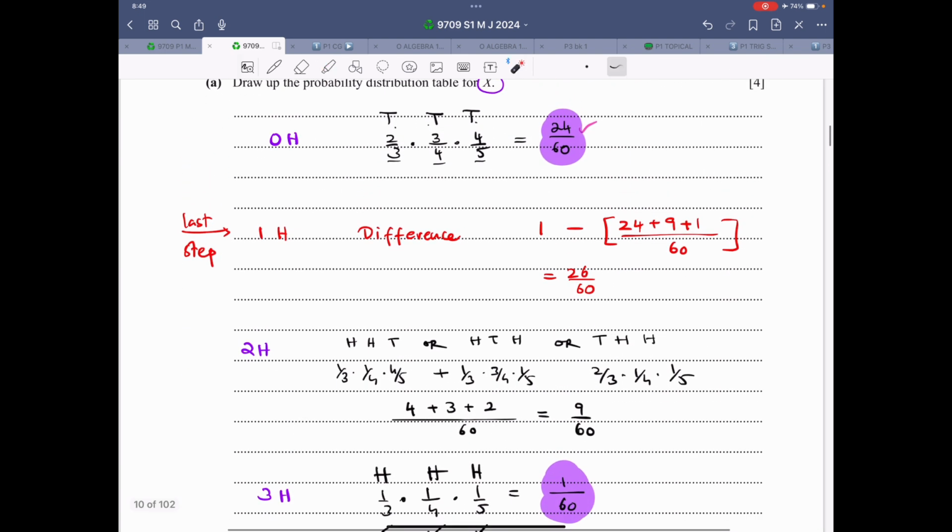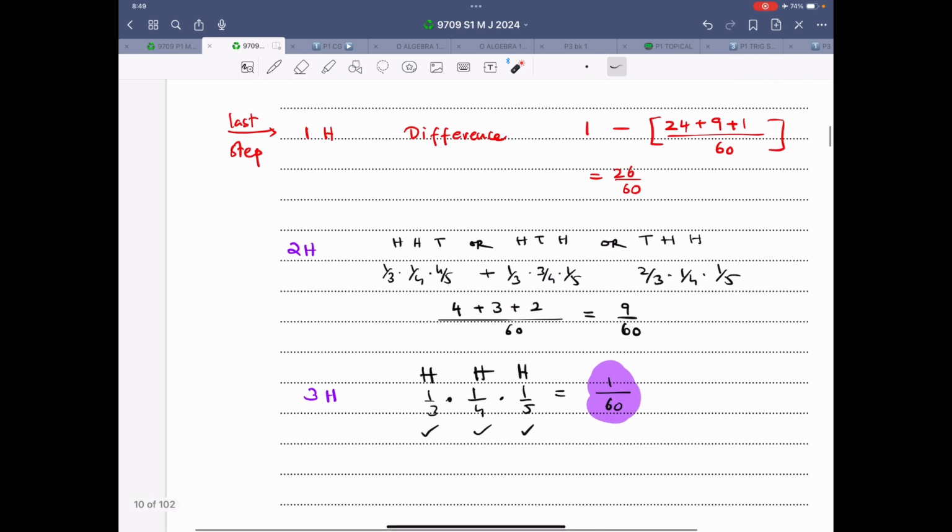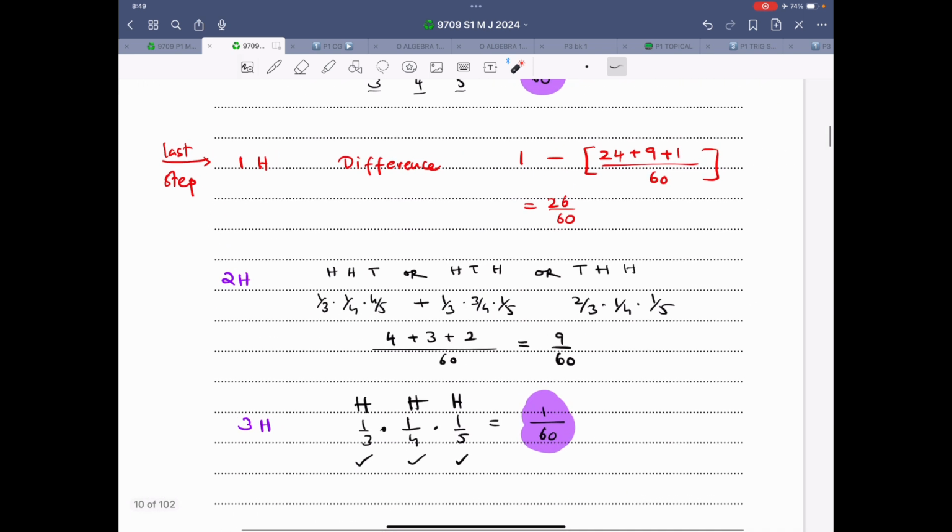Now it's your choice. Just do the working for one, not for both. For example, I have done the working for 2 heads. So this is head, head, tail; head, tail, head; tail, head, head. So all this is written over here. This comes out to be 9 over 60.